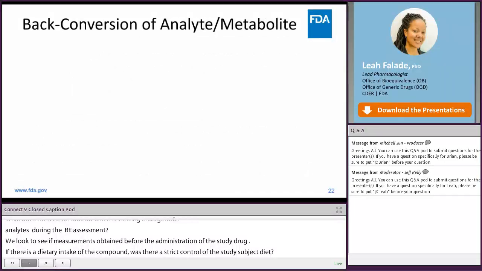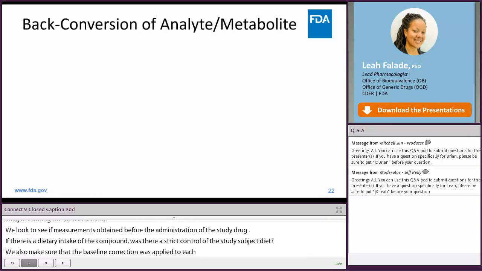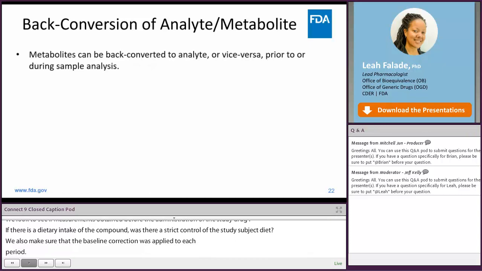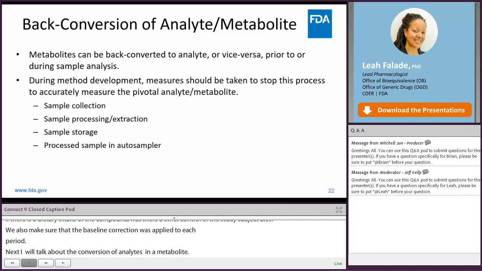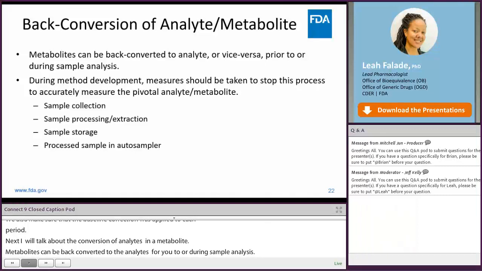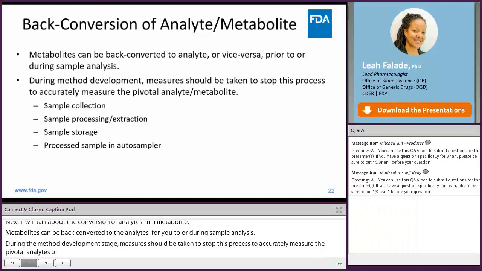So next I'll talk about back conversion of analytes and their metabolites. Metabolites can be back converted to the analyte or vice versa prior to or during sample analysis. During the method development stage, measures should be taken to stop this process to accurately measure the pivotal analyte or metabolite. So during the method development stages, I'm talking about sample collection, sample processing and extraction, the sample storage, and the processed sample in the autosampler.